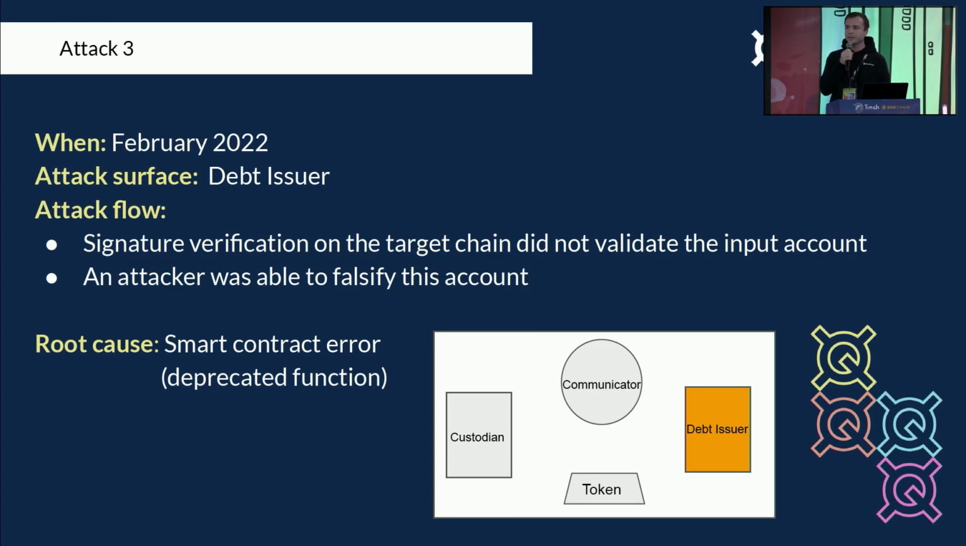The month after that, this time it was the issuer that was the focus of the attack. Signature verification on the target chain contained a bug, and an attacker was able to falsify the input account that was not properly validated, which resulted in a loss of funds. So the root cause here is also a smart contract error, and specifically it was a deprecated function in the target chain's ecosystem.